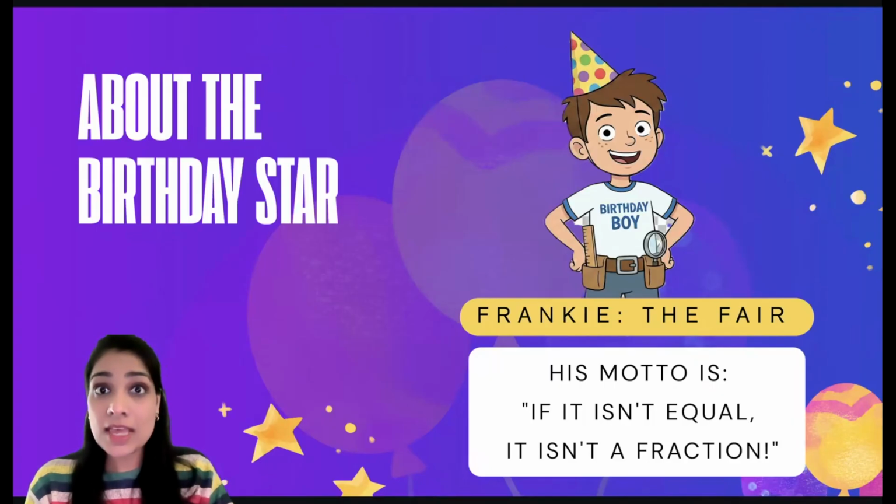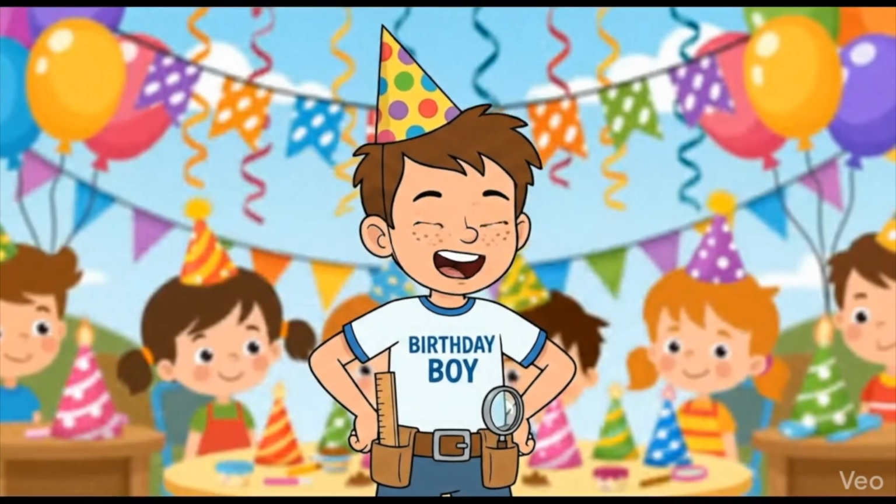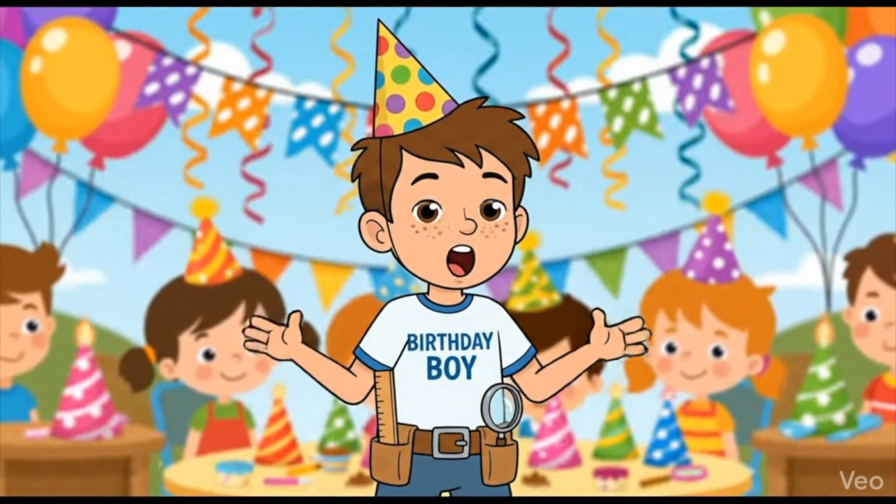What he means is that he wants to make sure everyone gets the same equal part, and he uses a fraction to write that part. Let's begin the party with a fun game!